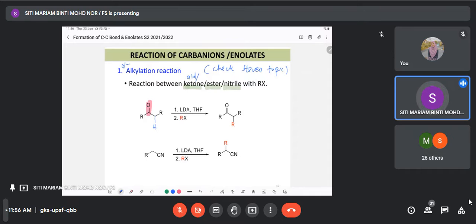Okay. So instead of C double bond O, you also can have this group here, a nitrile group also. Because you can draw a resonance structure for this one as well. So this is your acidic proton here. You learned already, right? CN is an EWG. Why do you have an acidic proton here? So you know the explanation.